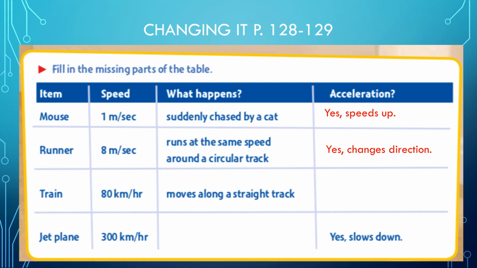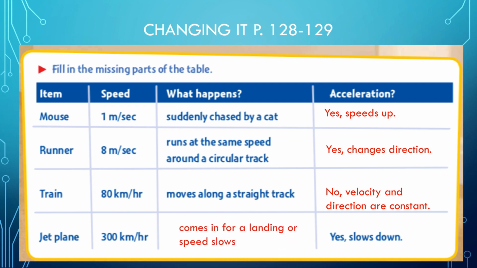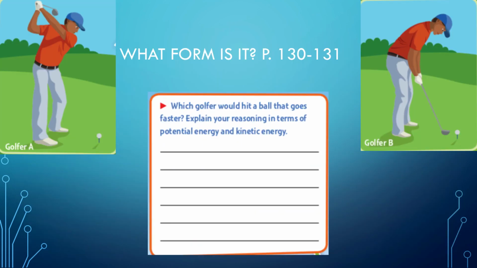The train moves at 80 kilometers per hour. It moves along a straight track. Would there be acceleration? No, the velocity and the direction are constant. The jet plane moves at a speed of 300 kilometers per hour. What happens? He comes in for a landing and his speed slows. So is there acceleration? Yes, it slows down. Read pages 130 and 131.